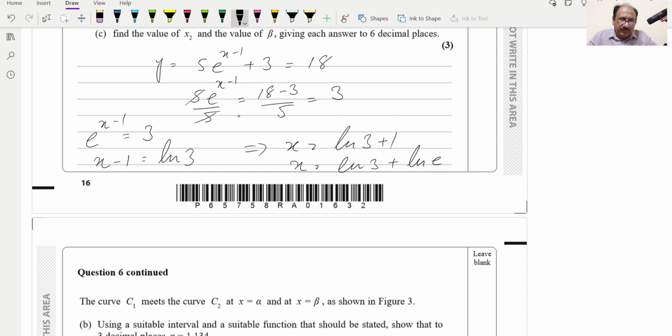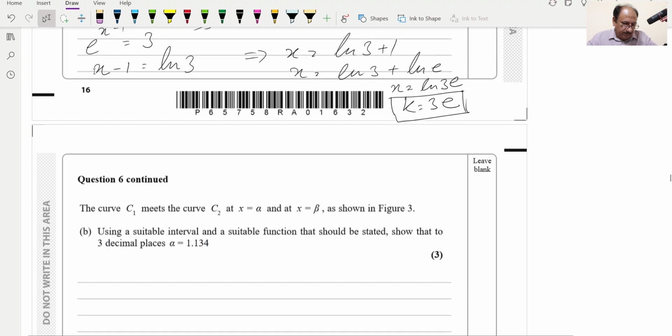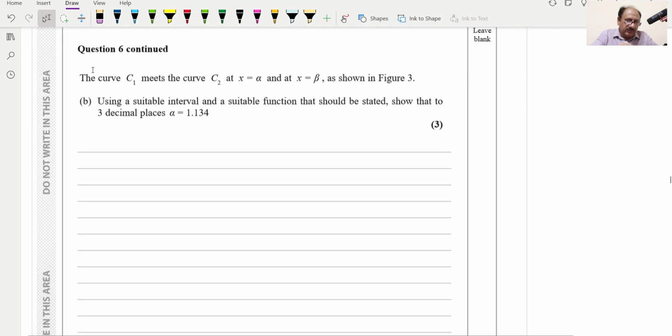So we can write x is equal to log of 3e, and k will be equal to 3e. This will be our final answer. K is equal to 3e. Hopefully you got this. Now this is the B part which I copied over here.